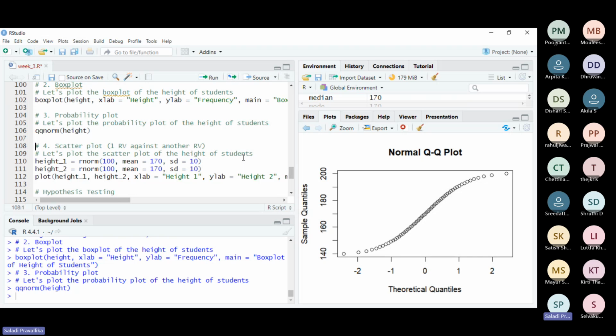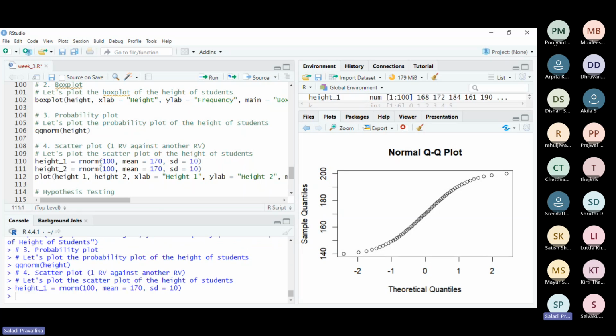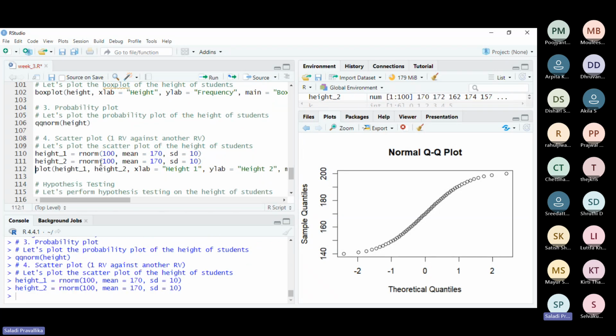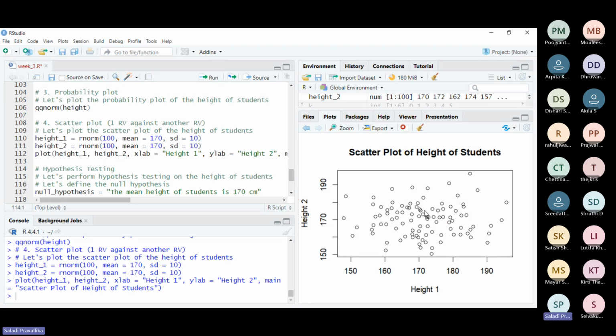And then we have something called a scatter plot. So far, all the first three plots that I have shown take only one random variable, that is height. In the scatter plot, it is not like that. We need two random variables, and both of them are plotted against each other. I'm taking two different values, height 1 and height 2, and plotting them. The points are scattered here and there, hence the name scatter plot.